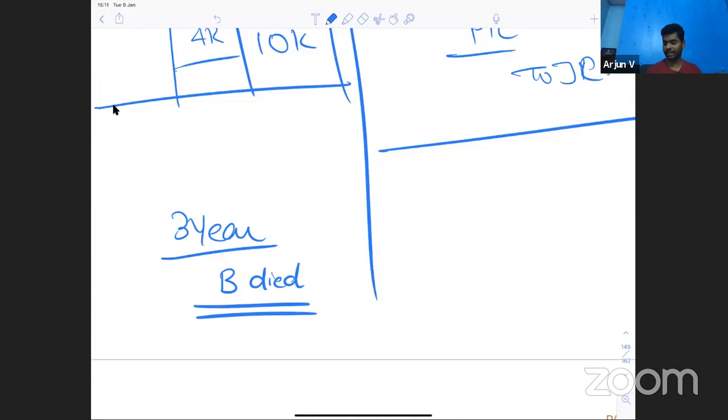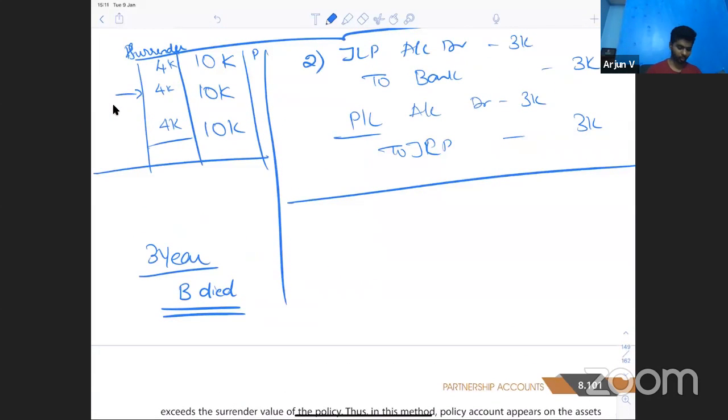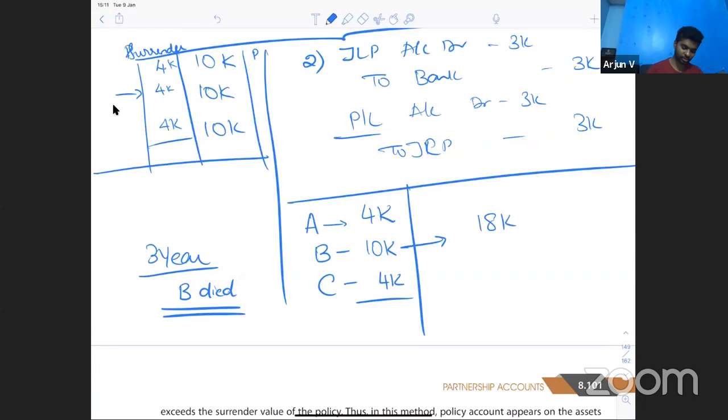When B dies, what will happen? A will get the surrender value, which is 4,000. B will get 10,000. C will get 4,000. So totally the firm will receive 18,000. Did you understand this portion?